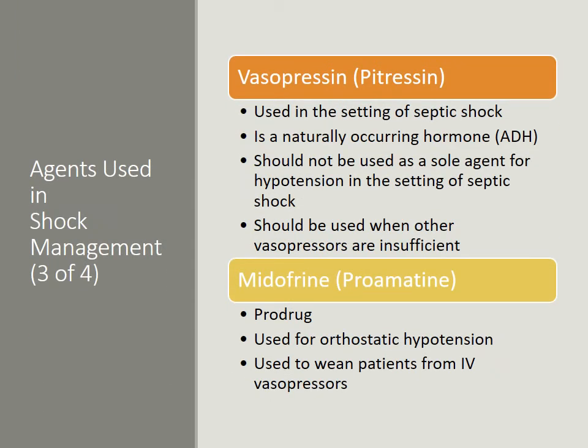Vasopressin is something that you'll see often in ICU settings. It's used in septic shock and is a naturally occurring hormone. It should not be used as a sole agent for hypotension when patients are septic. It should be used when other vasopressors like dopamine or epinephrine are not enough.